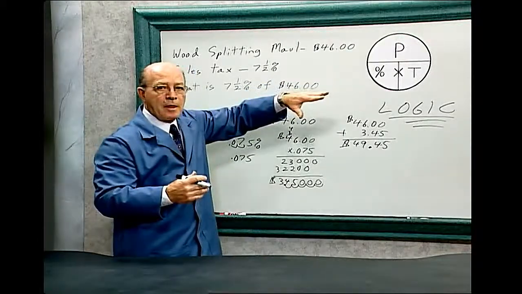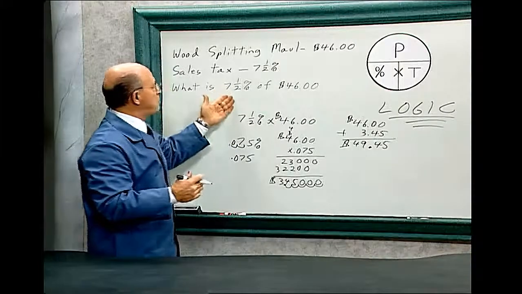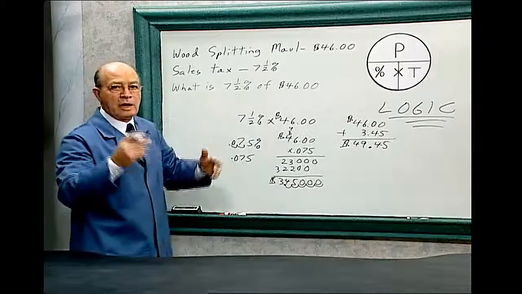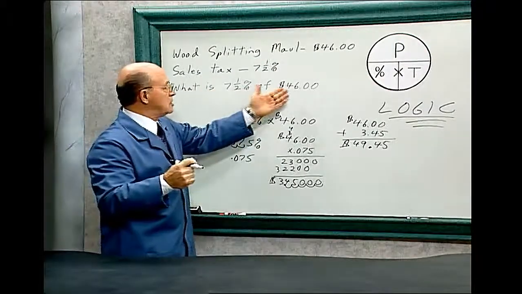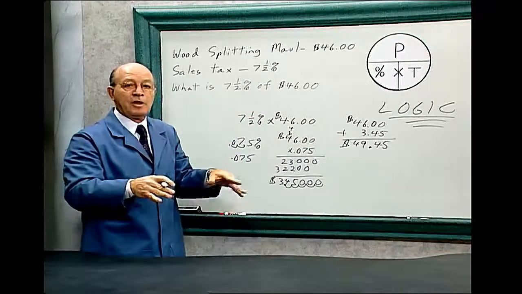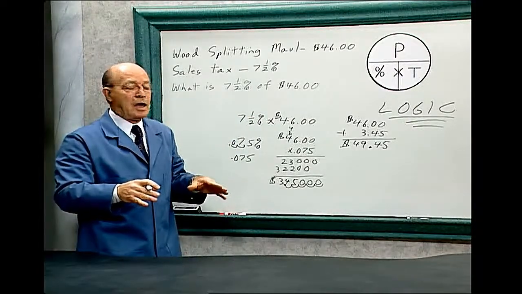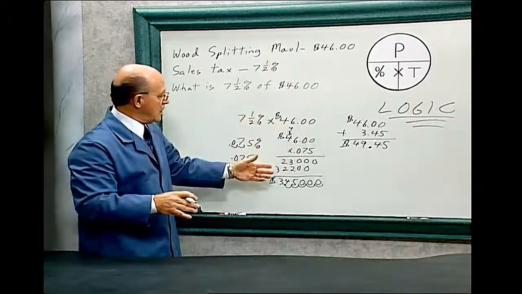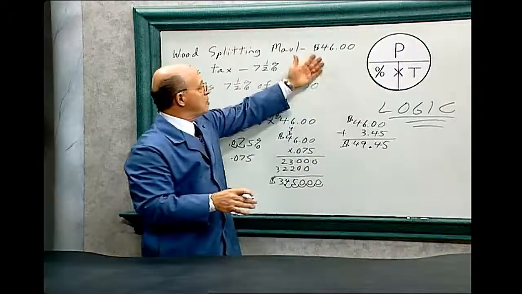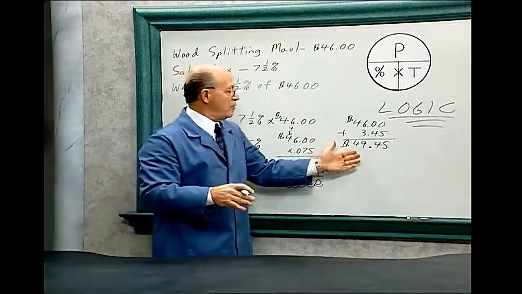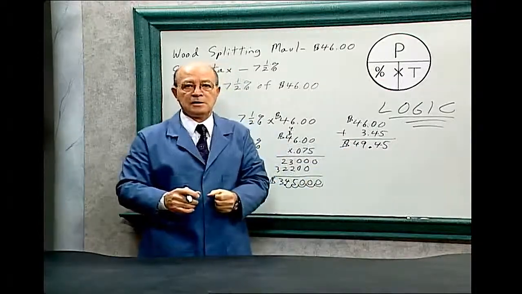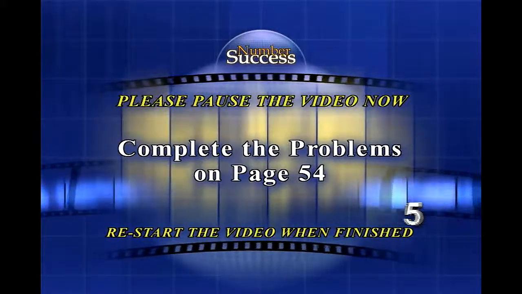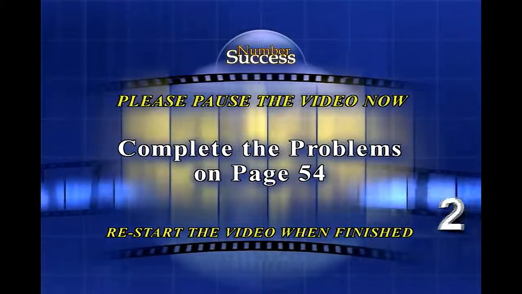What are you going to cover up? But if you use logic, 7.5% of $46, and you just say instead 10%, and you can do that quickly in your head, and you know it's $4.60, you know that number has to be less than $4.60. And so we have the answer for this. 7.5% of $46 is $3.45, and you add that on to the price of that wood splitting maul, and you get $49.45. Please pause the video now and complete the problems in your workbook. When finished, press play, and we'll continue with the next lesson.